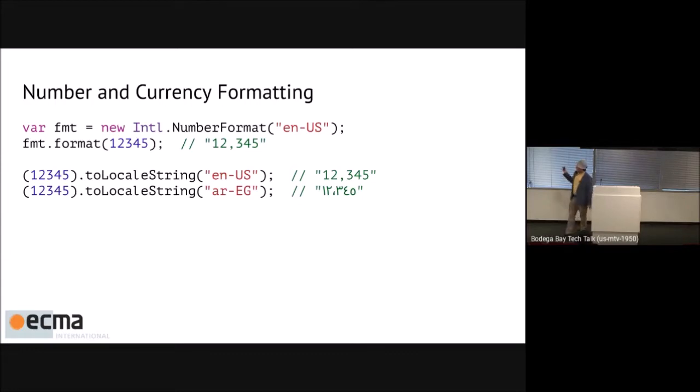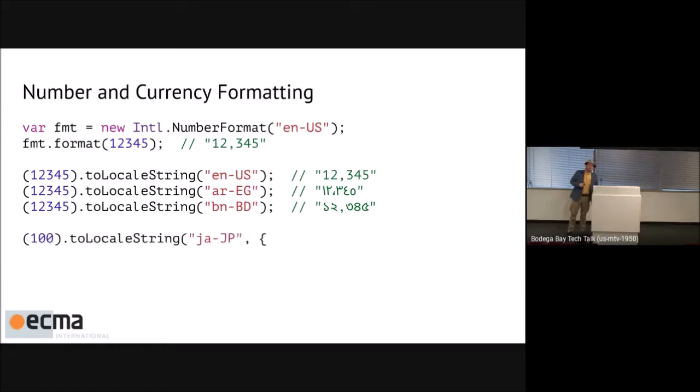Just to be clear, this is internationalization, so we support lots of locales. Here's the same thing, but if you gave the locale Arabic Egypt instead of English United States, you'd get this. If you gave Bengali Bangladesh, you'd get this. So it is localized for what the users want.